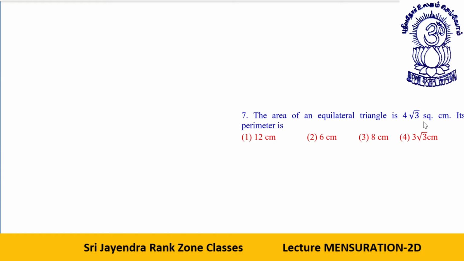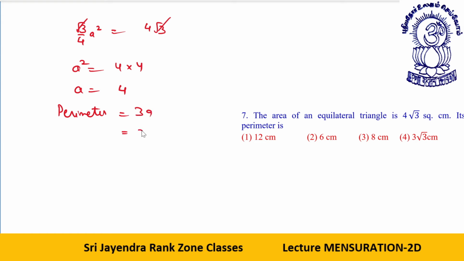The area of an equilateral triangle is, its perimeter is, again, see, let's do it directly. Root 3 by 4 a square is given to you as 4 root 3. Root 3 and root 3 cancel. This gives you a square is equal to 4 into 4. A is equal to directly 4. What will be the perimeter? Perimeter is 3a or 3 into 4, that is 12. Does it make sense? I hope this is clear to all of you. Okay.